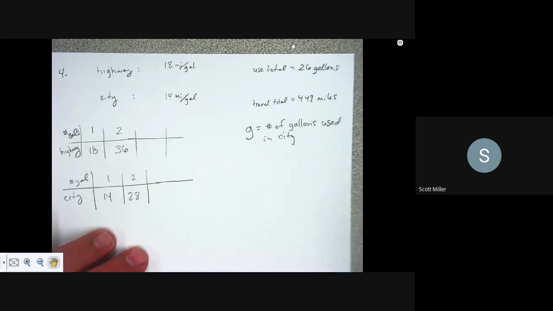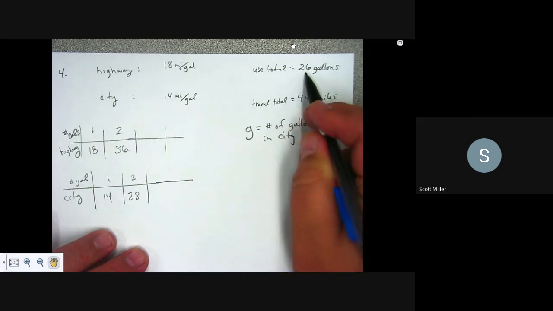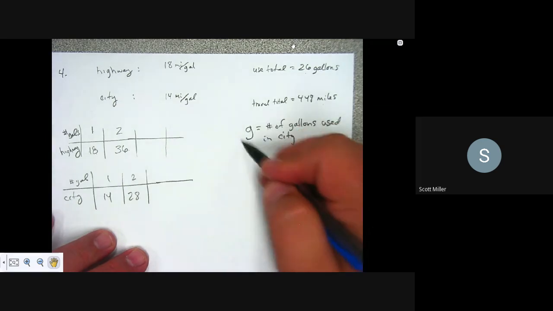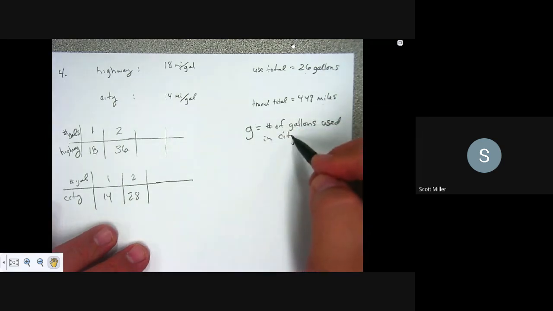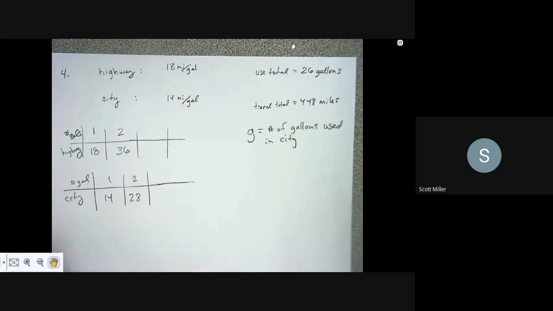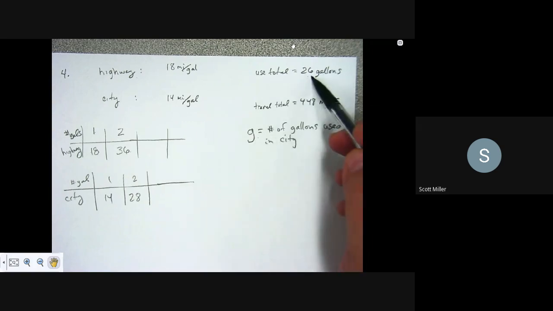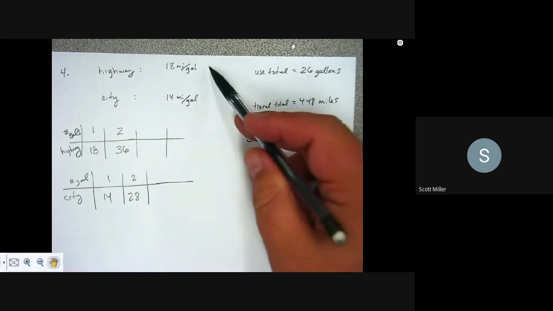That's what G stands for. Because I know I've used 26 gallons. If I use this many gallons in the city, how many gallons did I use on the highway? Let's think about that for a minute. If I use 2 gallons of gas in the city, and I know I spend a total of 26 gallons, then I must spend 24 gallons on the highway.